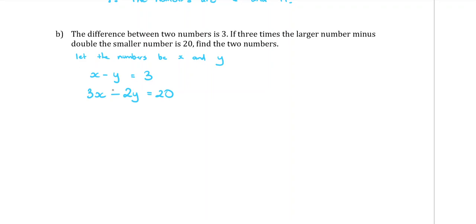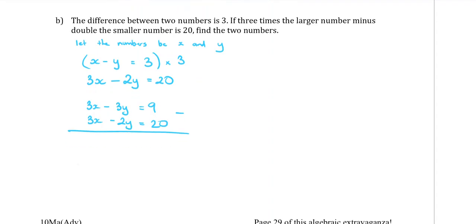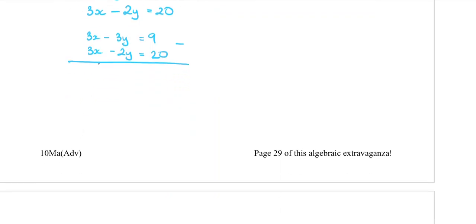We can't do an elimination straight away, but if I times that first equation by 3, then I could do the elimination method. So let's do that. 3x minus 3y equals 9. The second equation, I'm just going to rewrite it. And then to make the x's eliminate, I'm going to subtract them. 3x minus 3x disappears. Minus 3y minus minus 2y would make negative y. And 9 take away 20 is negative 11. Divide by negative 1 and we get y is equal to 11.